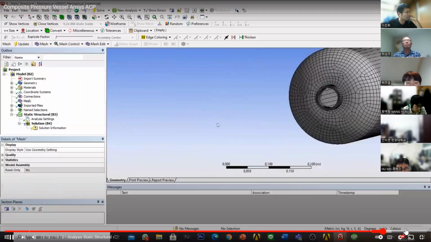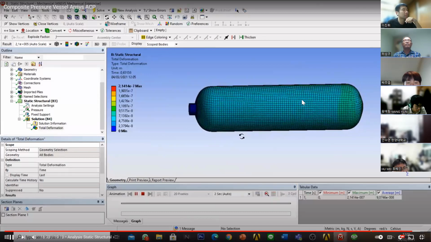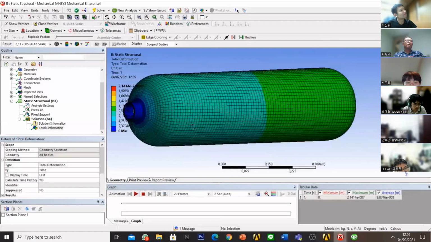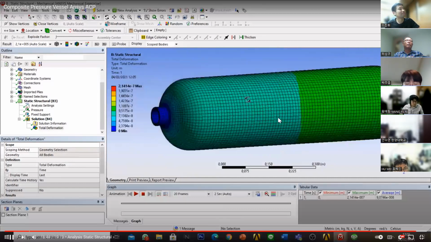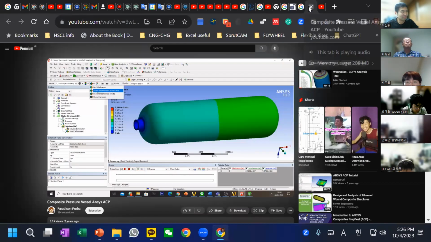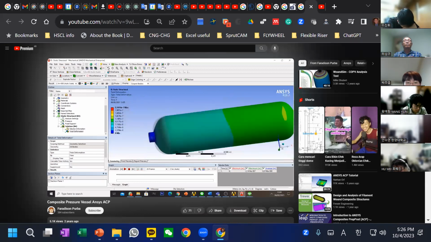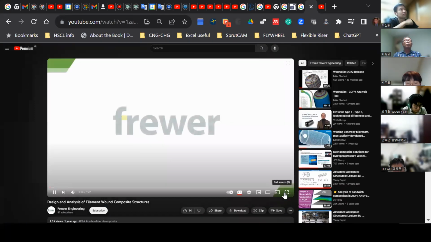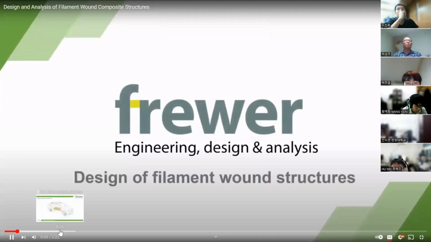Well, it doesn't show much, but I'd like to emphasize how we can use conventional commercialized tools like ANSYS and Abaqus to model the geometry and the material property and so on. There are many tools, or you can develop your own to model the filament-wound structures.